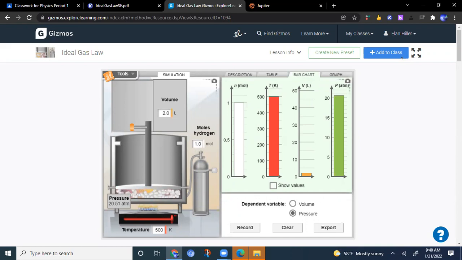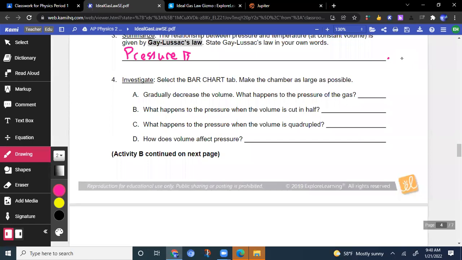Volume, excuse me, decreased here. Pressure increased from all the way down here to all the way up there. So the amount that the volume decreased is the same amount that the pressure increases by. What do you call that? Inversely proportional, right? So gradually decrease the volume. What happens to the pressure of the gas? Pressure increases.